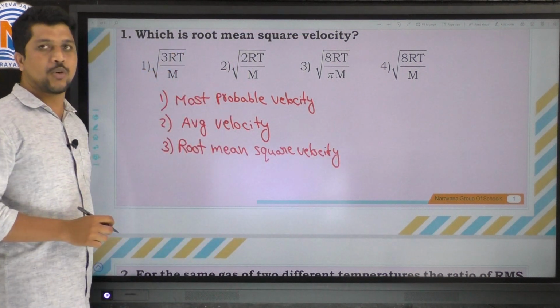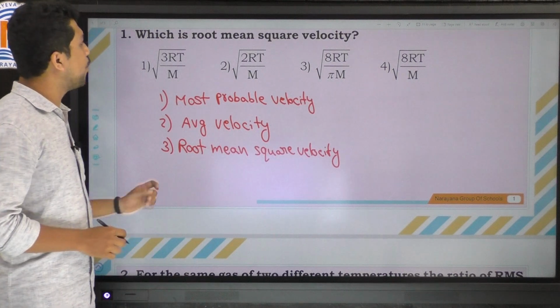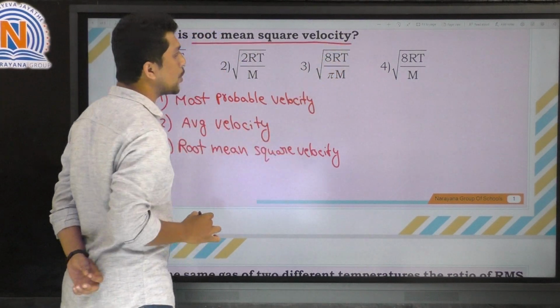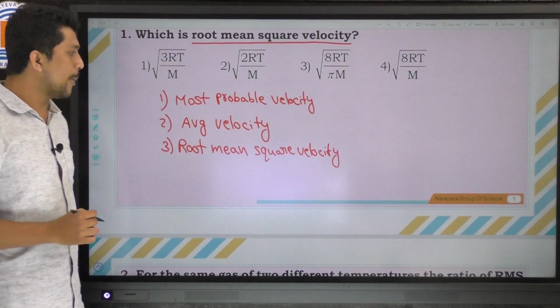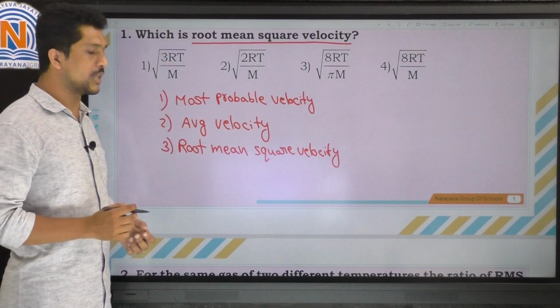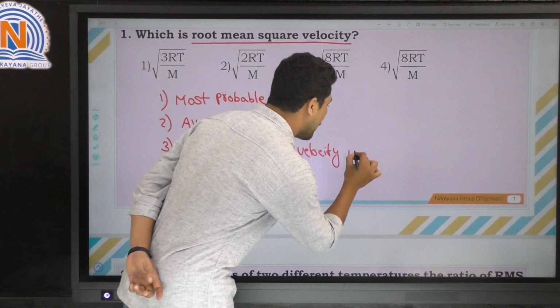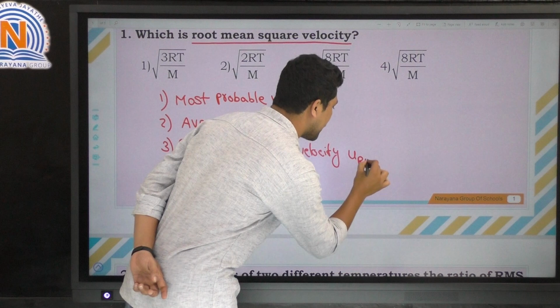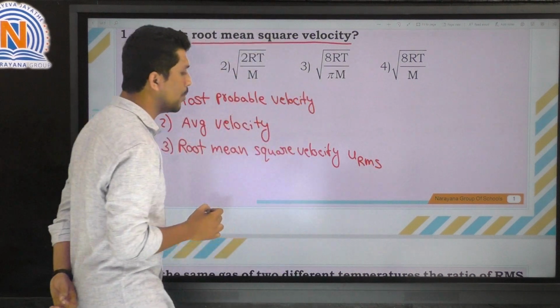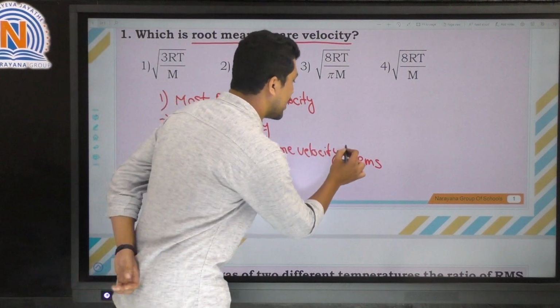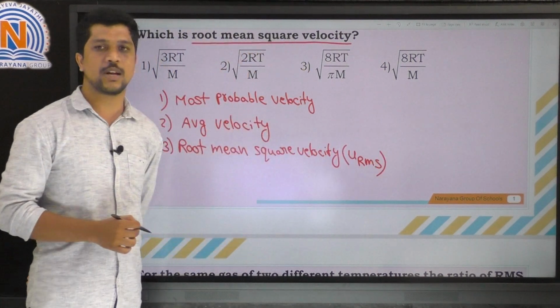Right? So here the question is, what is root mean square velocity? Among these three velocities, the root mean square velocity is represented with RMS. RMS means root mean square velocity, right?